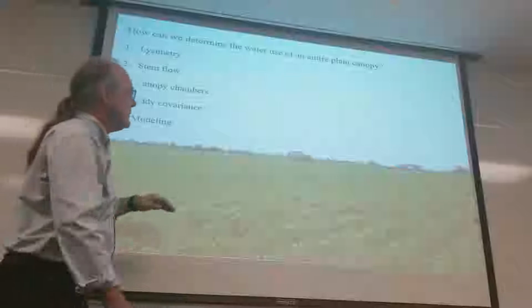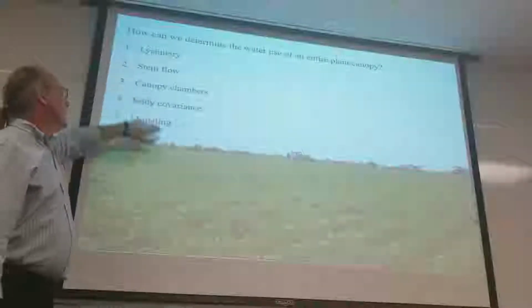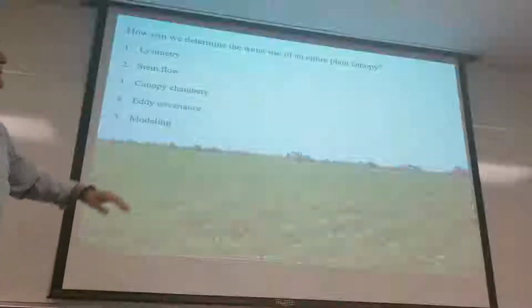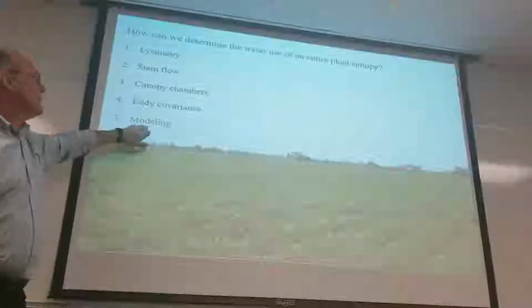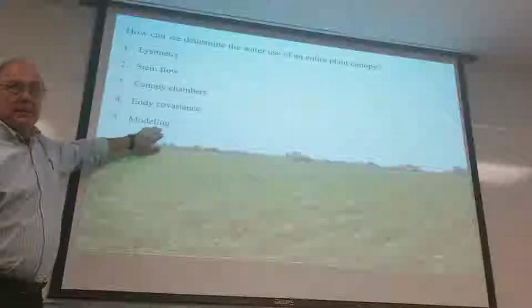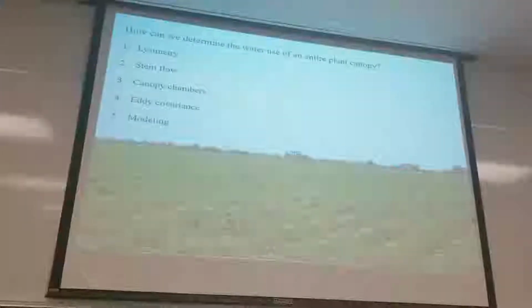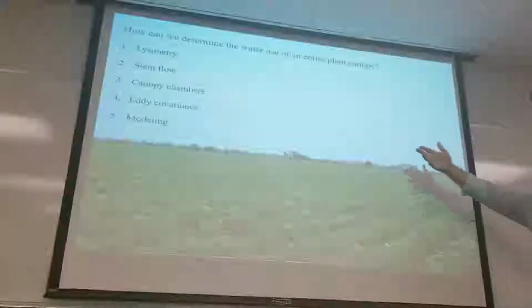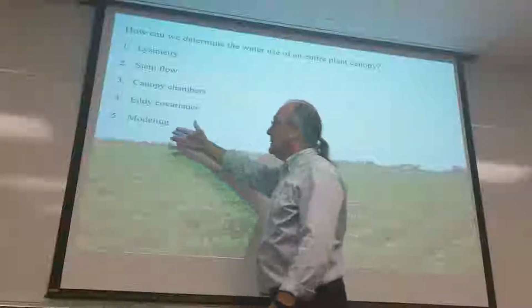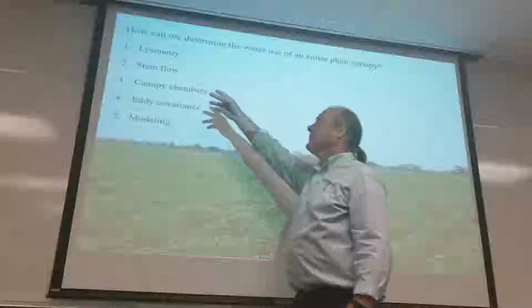Okay, well, in terms of water use anyway, I can think of 5 ways, and I'll briefly go through the first 4 of these and spend hopefully most of the time today on the 5th one. So, how can we determine water use of the entire canopy? First, lysimetry, stem flow, canopy chambers, eddy covariance techniques, and modeling.